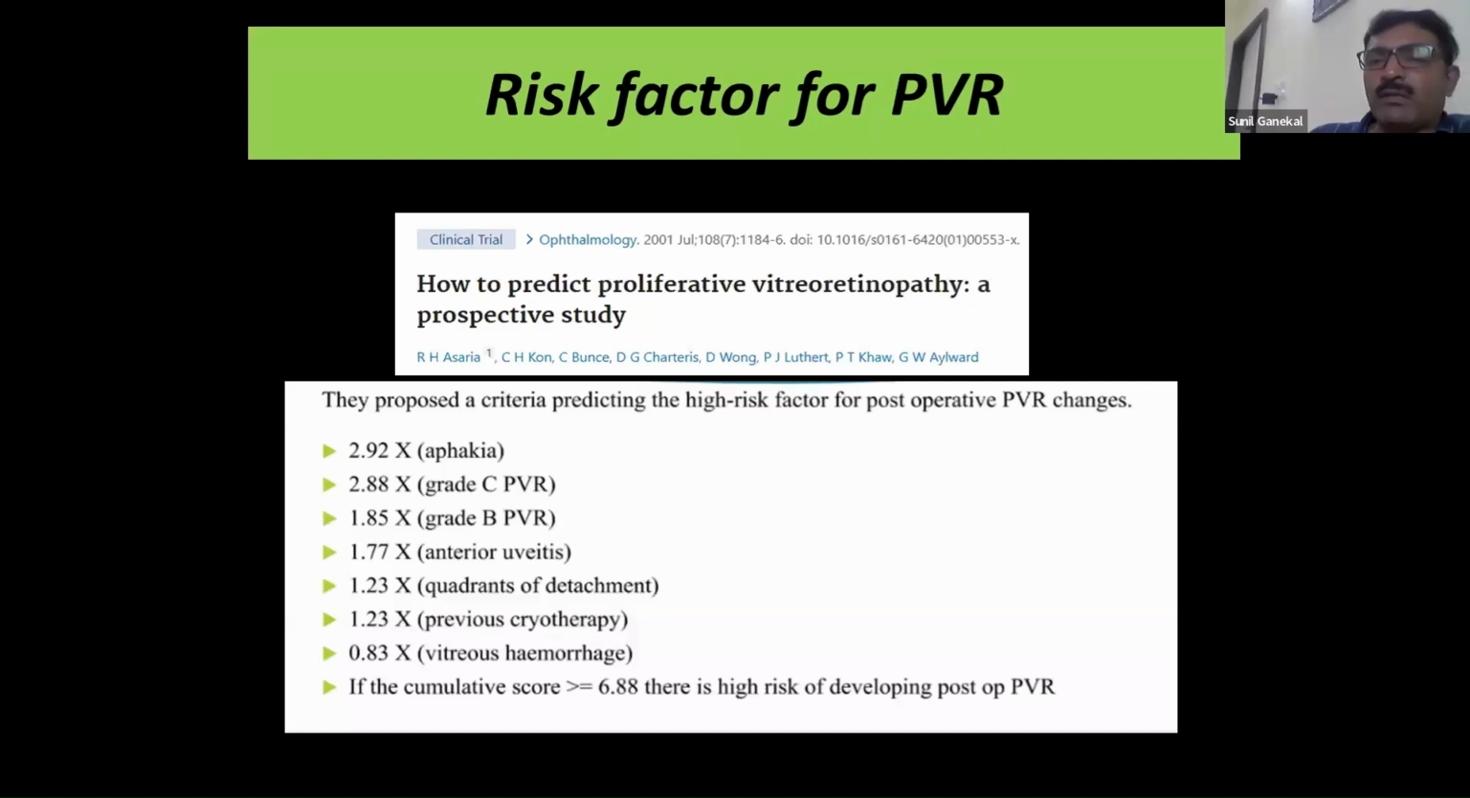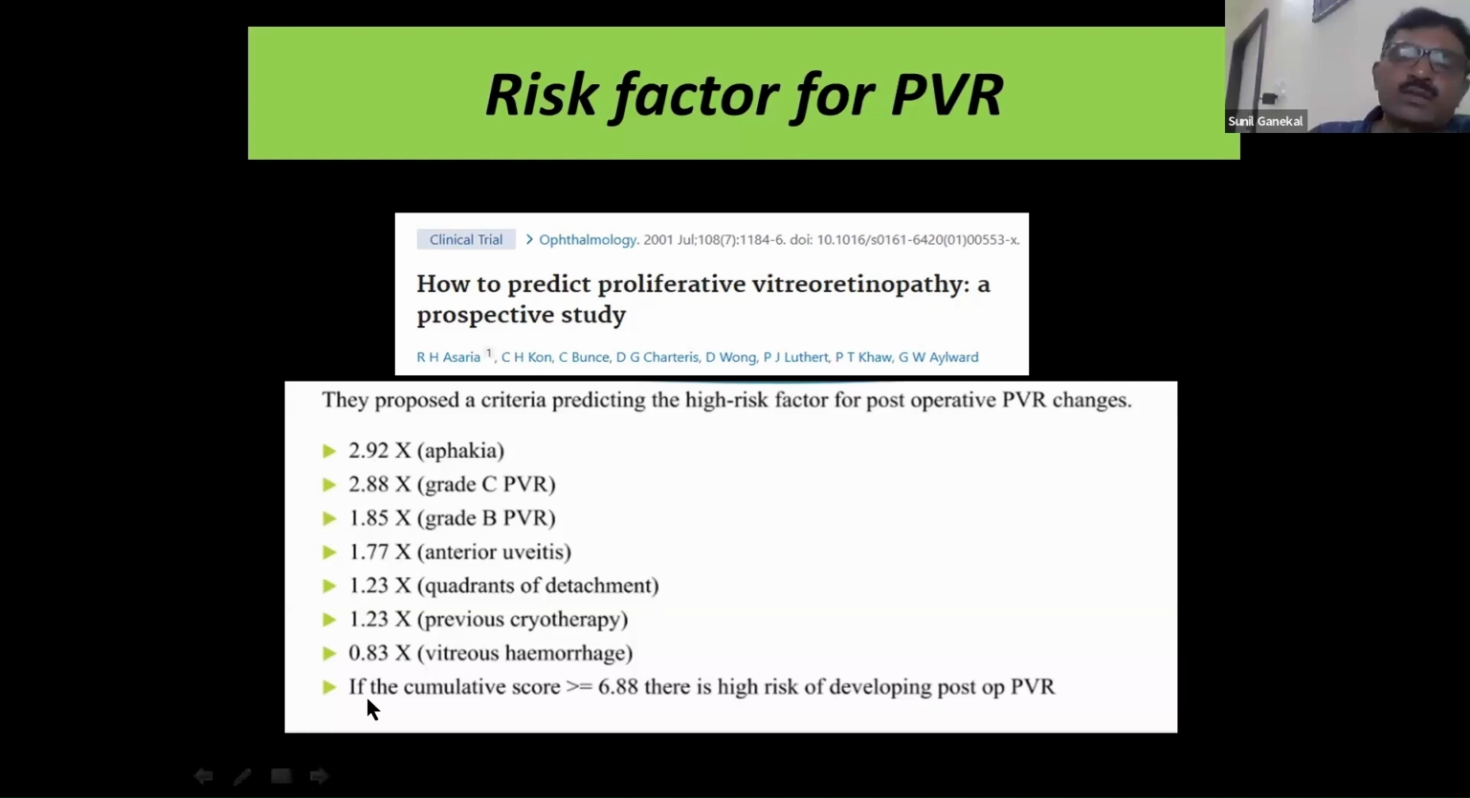Especially there is an article by Asaria which was published way back in 2001. They modulated a predictive score for the PVR. For example, if the patient has aphakia, you have to increase the scoring by 2.9. You multiply it by, if it is grade C PVR 2.88, like grade P PVR, anterior PVR, the number of quadrants of cryotherapy. These are the values which you multiply.